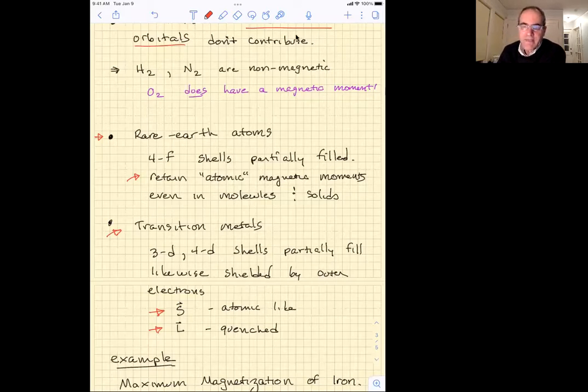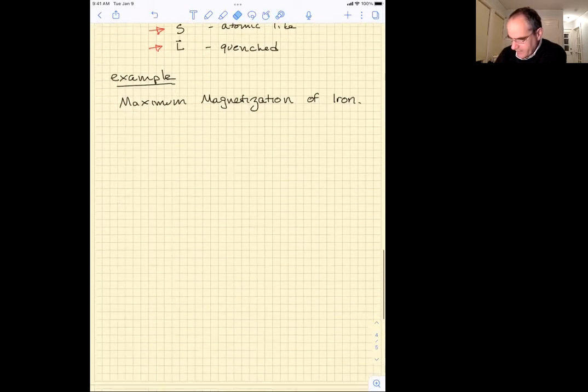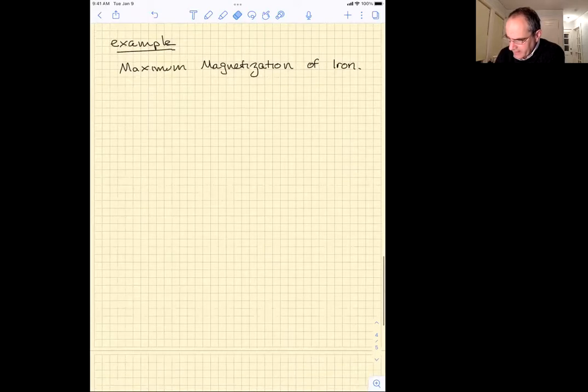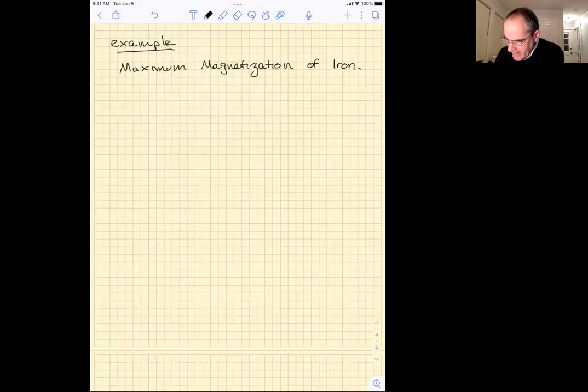Okay? Here I wanted to do an example. I wanted to work out the maximum magnetization in iron based on what we've learned. All right. So here's the idea. In iron, the iron atoms carry a magnetic moment. And the magnitude of the magnetic moment is approximately 2 Bohr magnetons per atom.